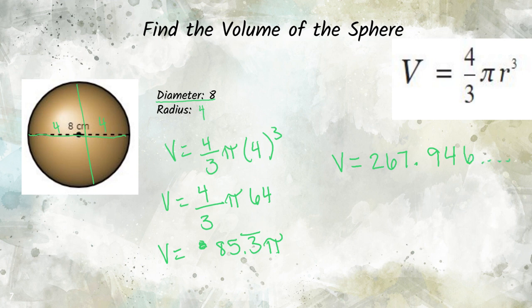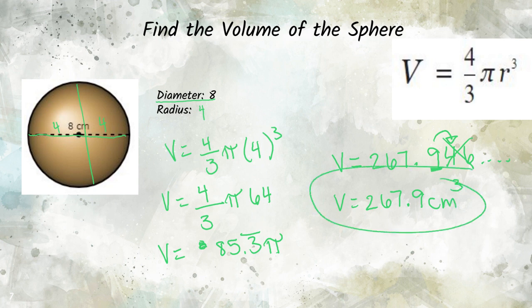Now, remember, in all of these, I have been rounding to the nearest tenth. So if I round to the nearest tenth, I look next door. It is not 5 or bigger, so I cross it out and I leave it the same. So your final answer is going to be 267.9. And I do have a measurement here. It is in centimeters, and volume is cubed. So my final answer is 267.9 centimeters cubed.